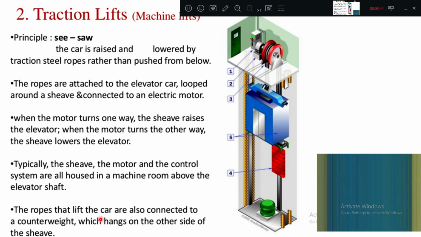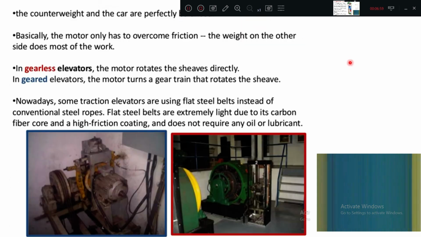The ropes that lift the car are also connected to the counterweight. So the ropes which are connected here are also connected to this counterweight. This is called the counterweight, which hangs on the other side of the sheave. So it is on the opposite side. The counterweight and the car are perfectly balanced.